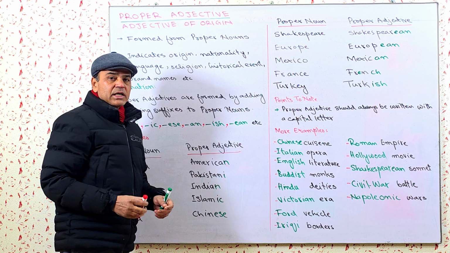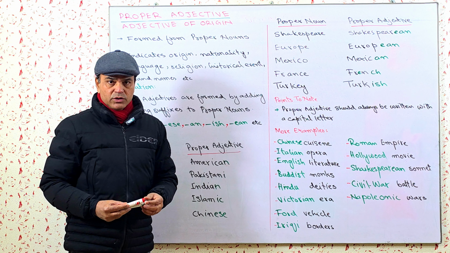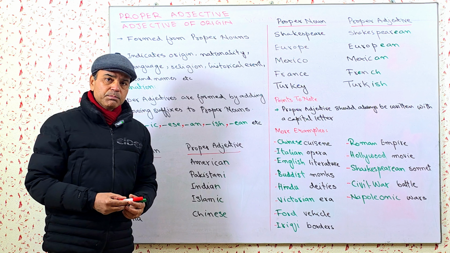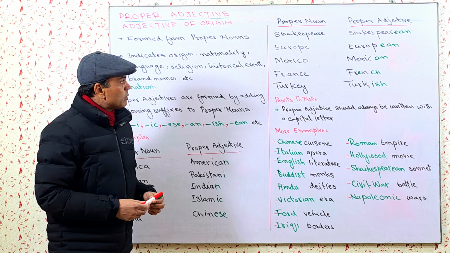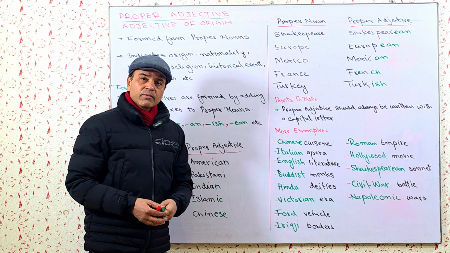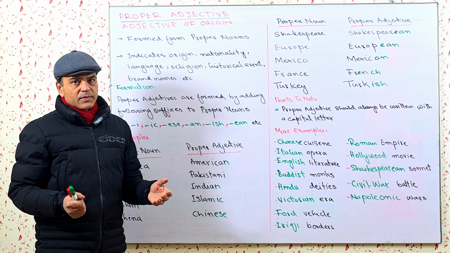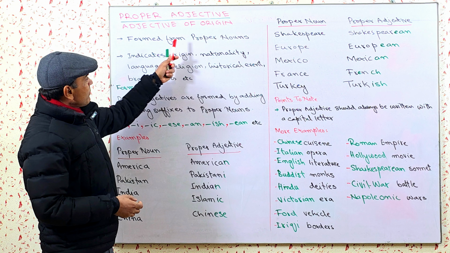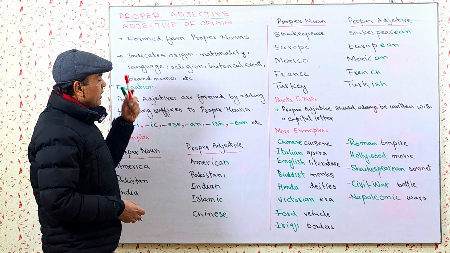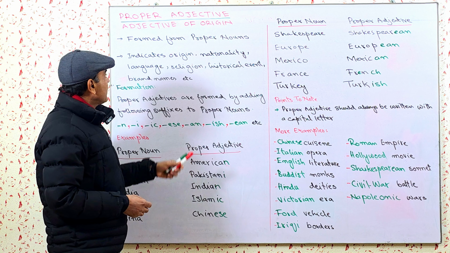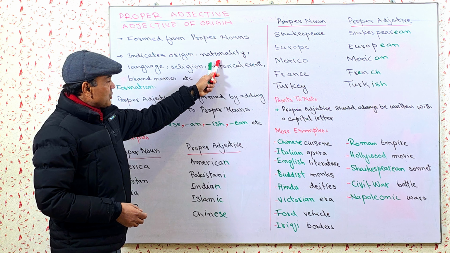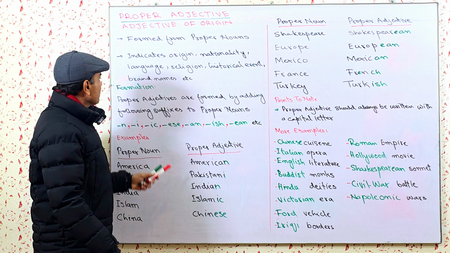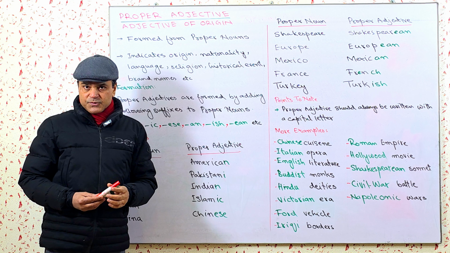Proper adjective is also called adjective of origin. Mostly, proper adjectives are formed from the names of places, but they can also be formed from the names of persons or historical events or otherwise. So, they are formed from proper nouns. Then, what do they indicate? They indicate the origin, nationality, language, religion, historical event, and sometimes brand names.